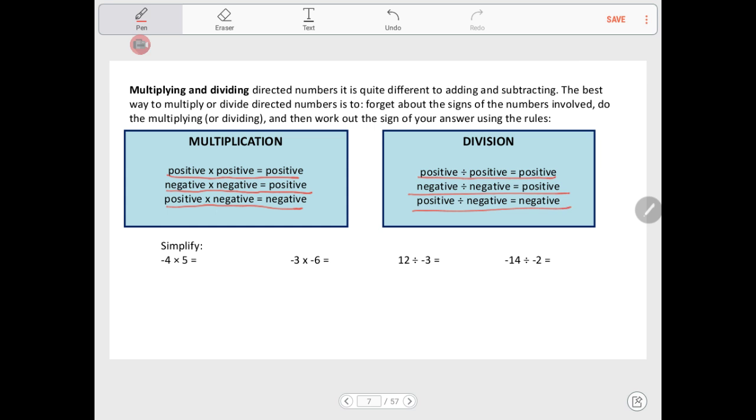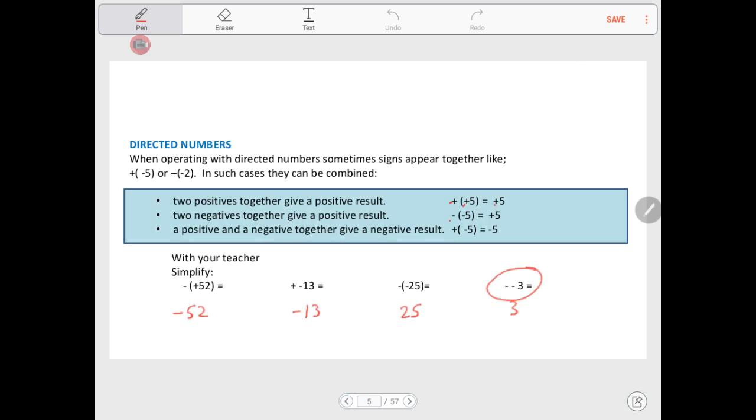So it's really similar to what we were just looking at with adding and subtracting positive and negative numbers. If both signs are the same, we always end up with a positive result, whether it's positive, positive, negative, negative, we get positive as the answer. But if the signs are different, positive, negative, we get a negative result.